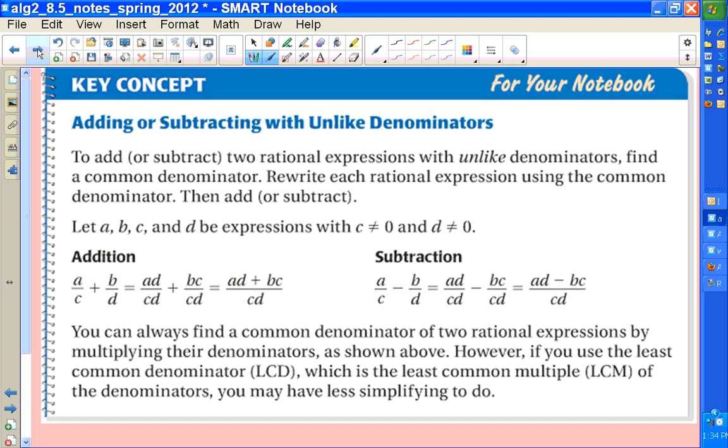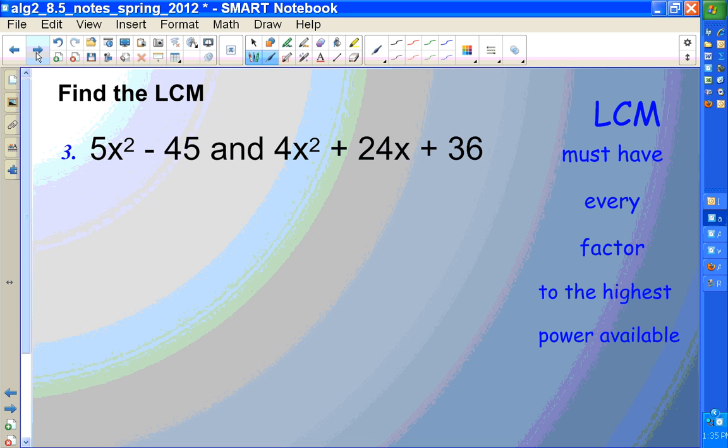Alright, so now when we're adding and subtracting, we don't have common denominators. You've got to get a common denominator. What's the only thing you can do to a number that doesn't change its value? Well, actually, there's a couple. Multiply by 1, or divide by 1. What else could you do? Add or subtract 0. So we're going to go with multiplying by 1 when we change these.